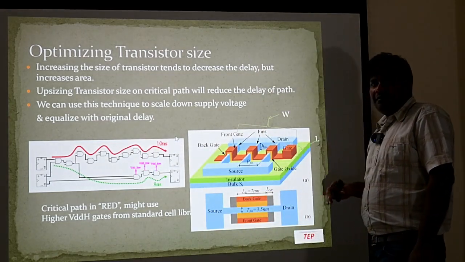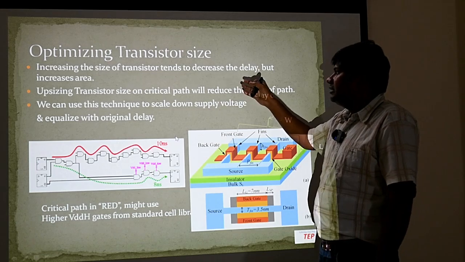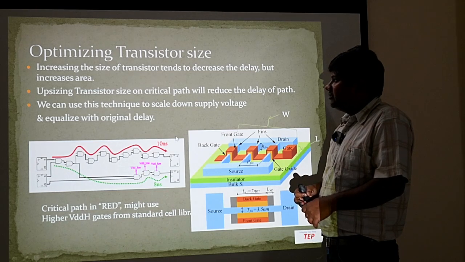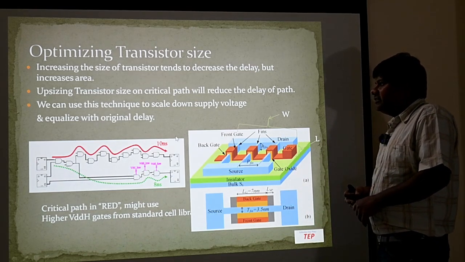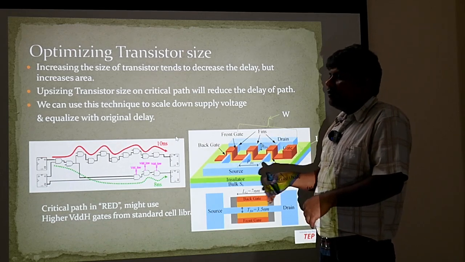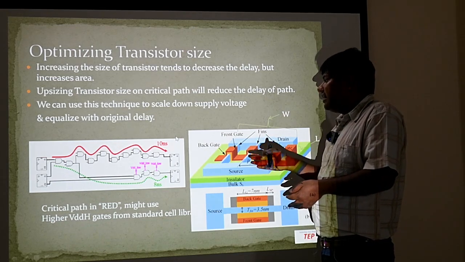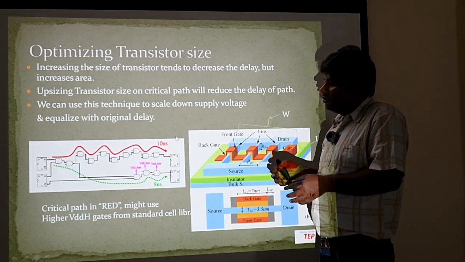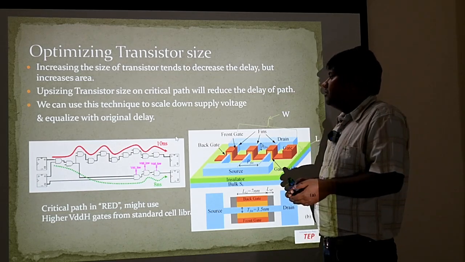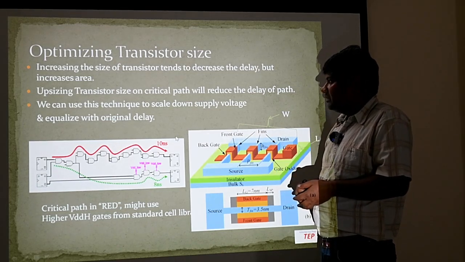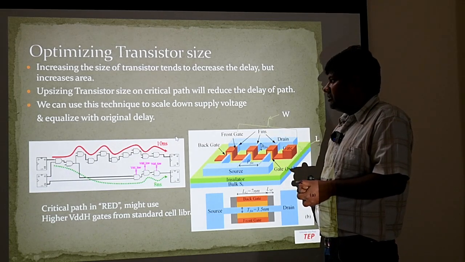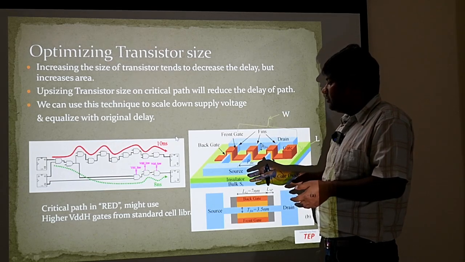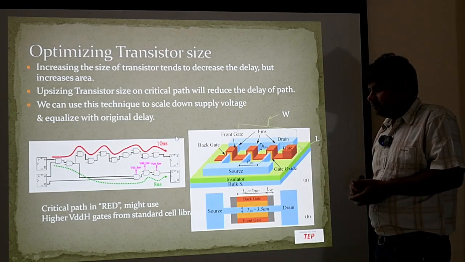But we take advantage in power as well, for the fact that bigger transistor size gives lesser delay and a faster circuit. We upsize the transistors, and while we upsize, the performance gets boosted, and with that faster circuit we are allowed to scale down the supply voltage to equalize with the original delay. Okay, so we got the same performance at a lesser supply voltage, and thus we are able to decrease the switching power, but at the cost of area because the transistors are bigger.